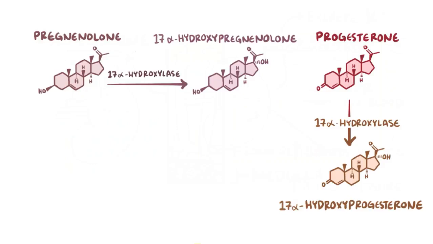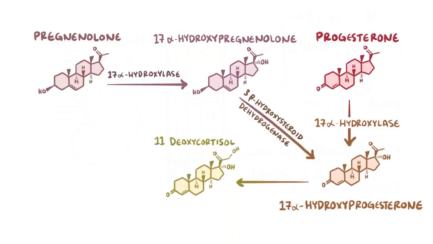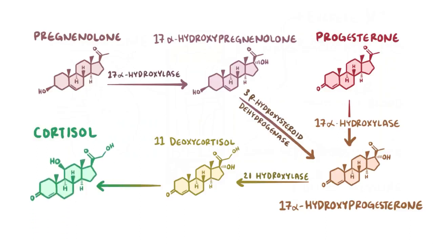17-hydroxypregnenolone is then turned into 17-hydroxyprogesterone by the enzyme 3-beta-hydroxysteroid dehydrogenase. Then all of the 17-hydroxyprogesterone is turned into 11-deoxycortisol by the enzyme 21-hydroxylase. 11-deoxycortisol is finally turned into cortisol by the enzyme 11-beta-hydroxylase.